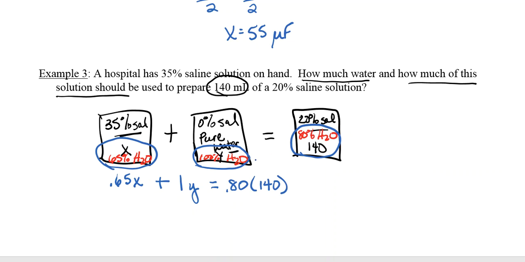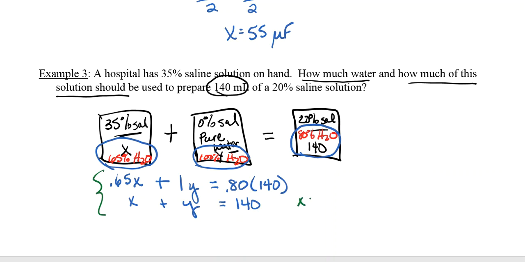Now I'm going to have a second equation which just focuses on amount. So x plus y equals the 140 milliliters. Now I am not doubling up because this top one is dealing with percentages, the bottom one is strictly dealing with how much is in them. So here's my system. I can go ahead and deal with it however I want. Let's mix it up a little bit and let's go ahead and do substitution.